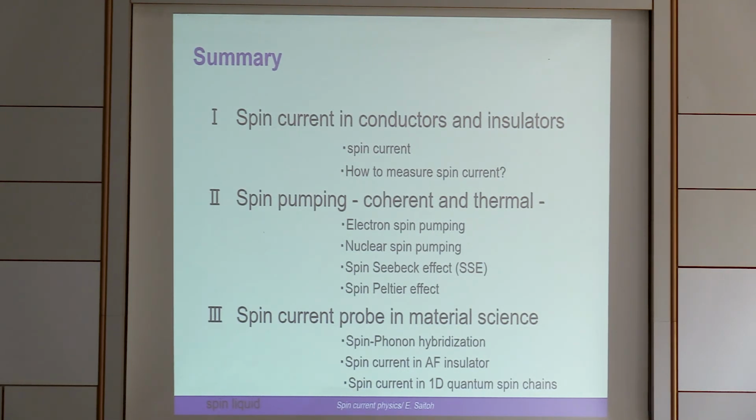The spin Seebeck effect is also a very handy method. Just by putting heat into the sample, the spin wave spin current is generated, which can inject a spin current into the attached metal. And the spin Peltier effect was also found. It's the reverse process of the spin Seebeck effect. And the spin current can be used to study material properties. So we showed the spin phonon hybridization in the spin Seebeck effect, and that the spin current is very anisotropic, a kind of nematic anisotropy in the antiferromagnetic material. And we showed the spinon spin current in the 1D quantum spin chain.